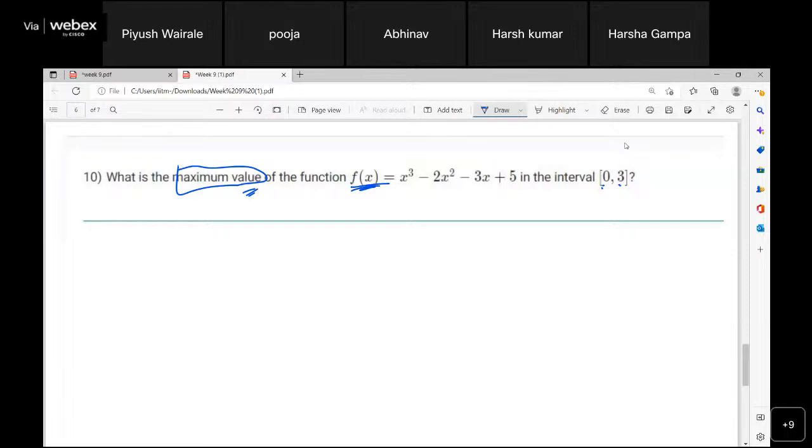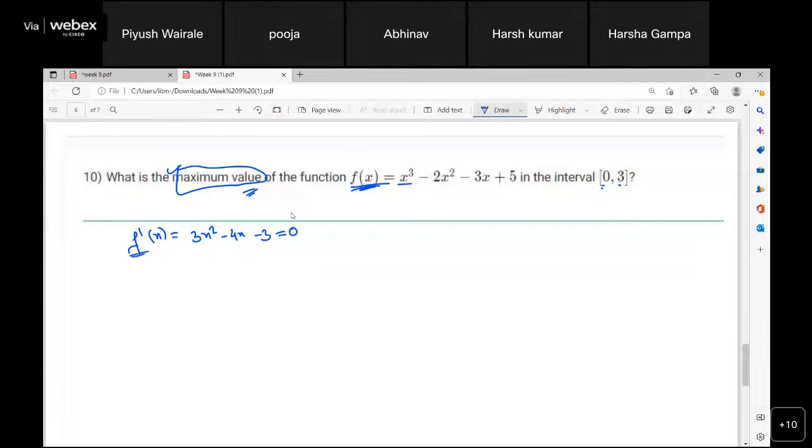So 5. Okay, let's see. At first we have to find out the critical point, right? So for that I need to differentiate it. This f dash of x will be 3x square minus 4x minus 3, right? Now just equate it to 0.